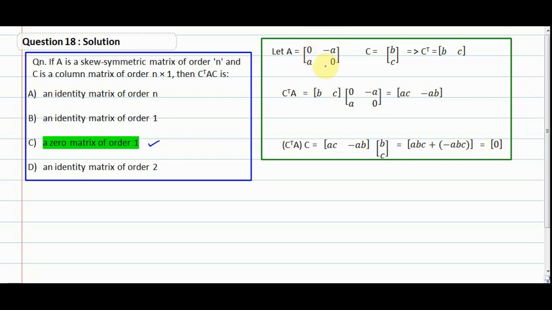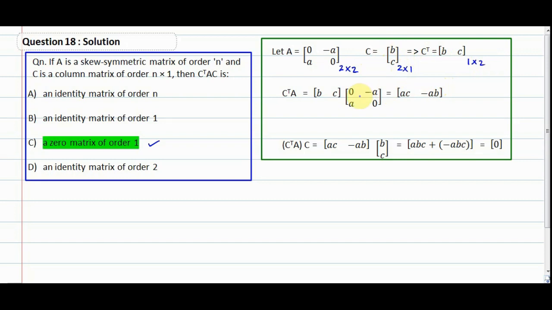Okay, now C is a column matrix of order n by 1. So here we are taking a matrix of order 2 by 2. Okay, so therefore we will consider a column matrix with an order 2 by 1. Okay, now if C is equal to B, C, then C transpose will be nothing but a row matrix with an order 1 by 2 and elements will be B, C.